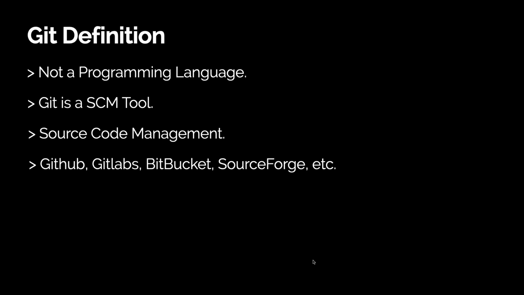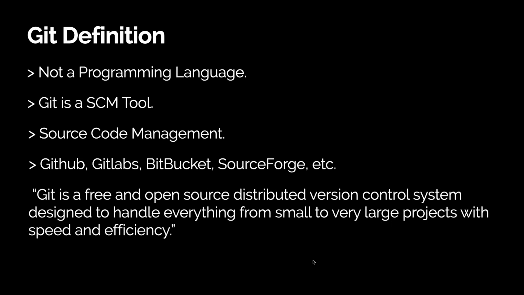Now you have many websites like GitHub, GitLabs, Bitbucket, SourceForge, etc. They're all remotes of Git. Now, according to the definition, Git is a free and open source distributed version control system designed to handle everything from small to very large projects with speed and efficiency. Now, do not get confused between Git and GitHub. Git is a tool and GitHub is a website.